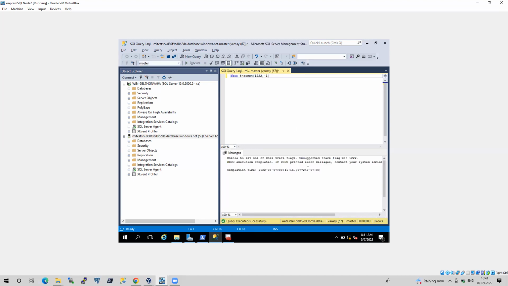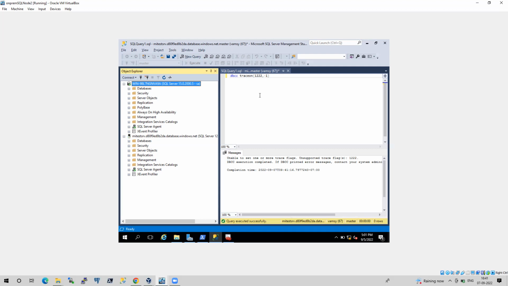1222, will it add? No, it's not allowing you to add. So now his scenario is: what if I encounter any deadlocks, how do I fetch that information? Because on premises or on Azure VMs, we can add these trace flags, so it is quite easy. But on MI, it is not allowing us to add.